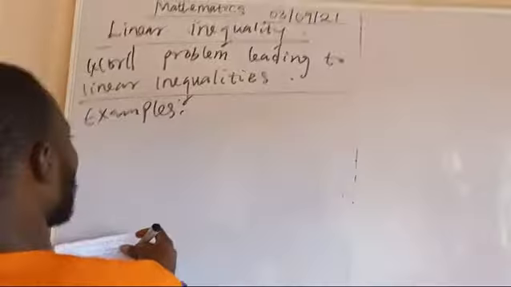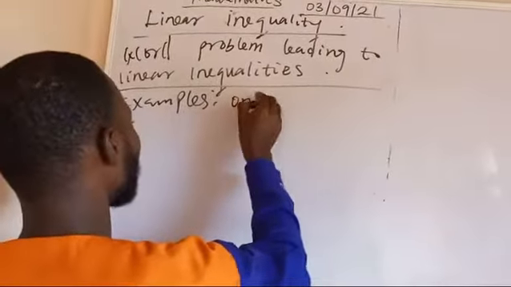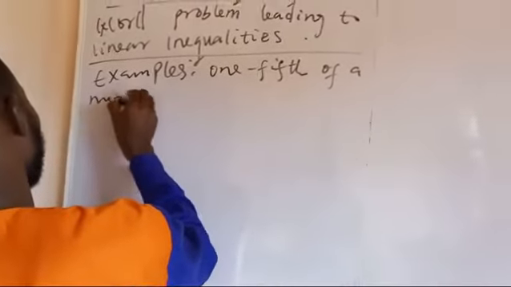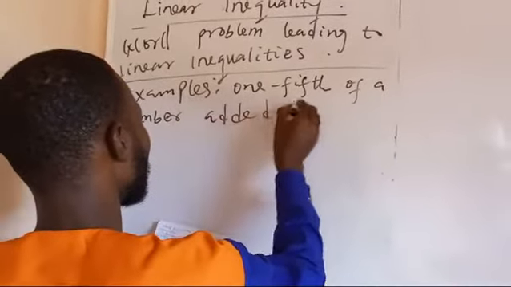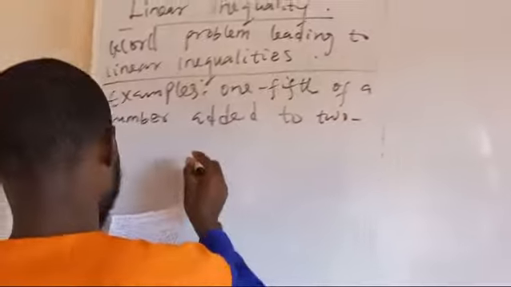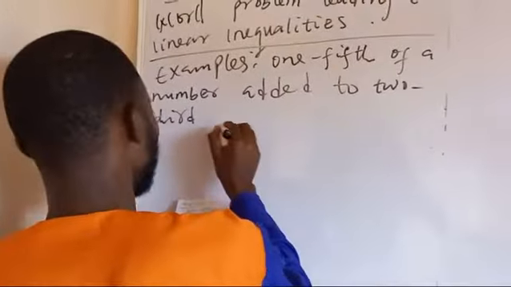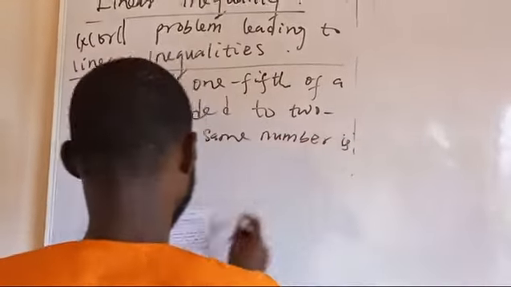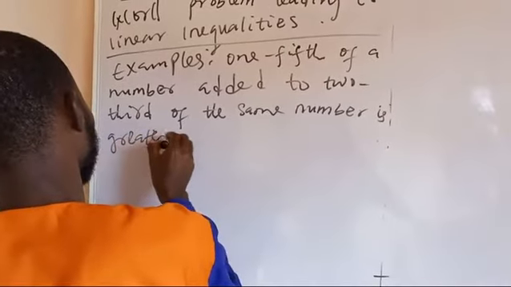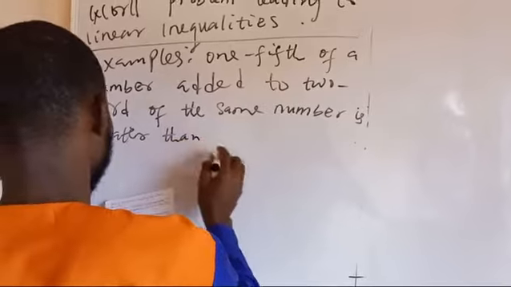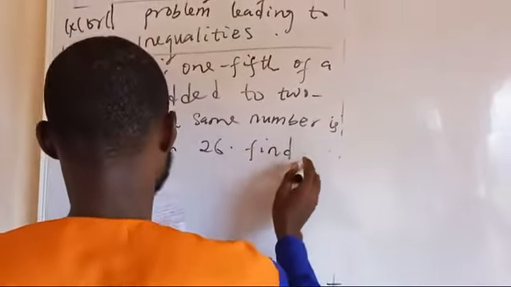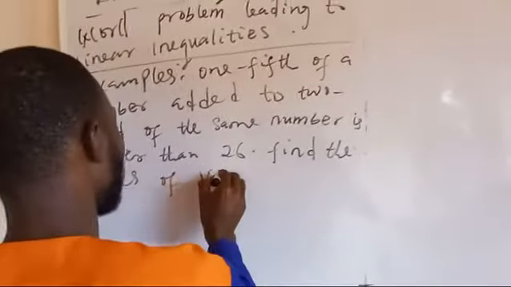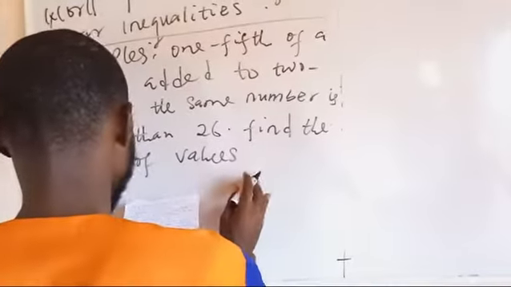So we have the first one. I'll solve like 2 examples. 1/5 of a number added to 2/3 of the same number is greater than 26. Find the range of values of the number.